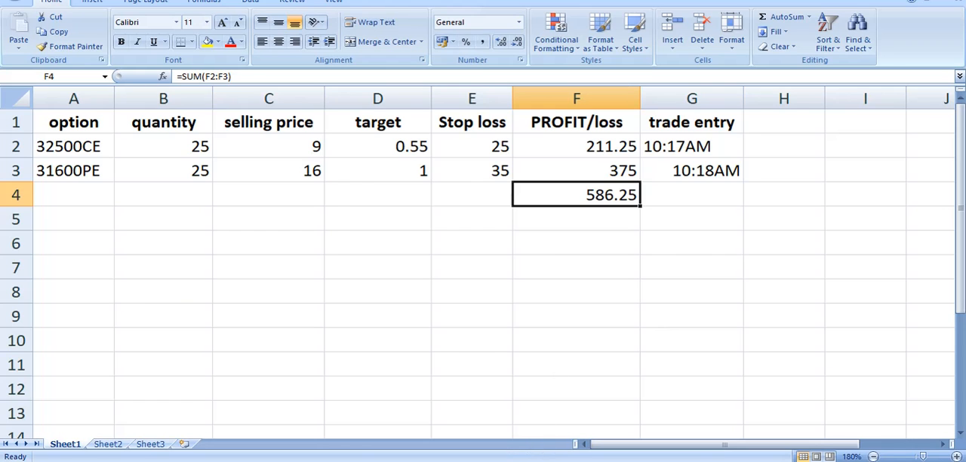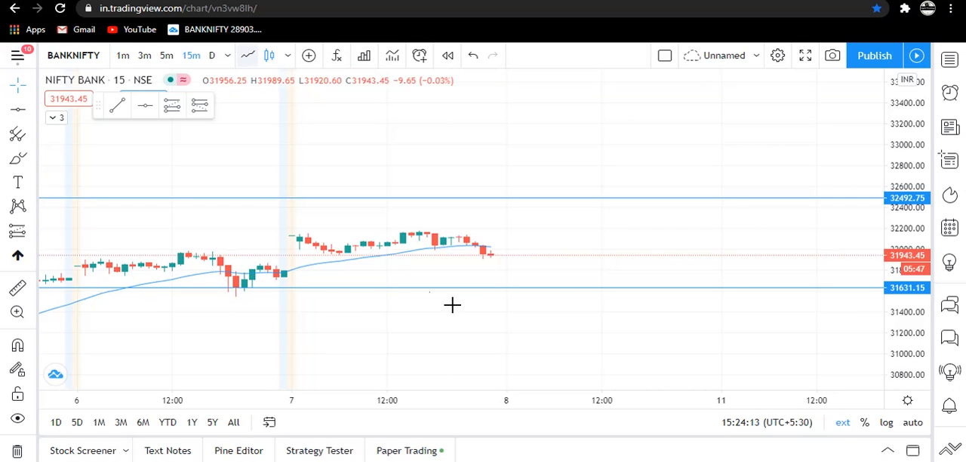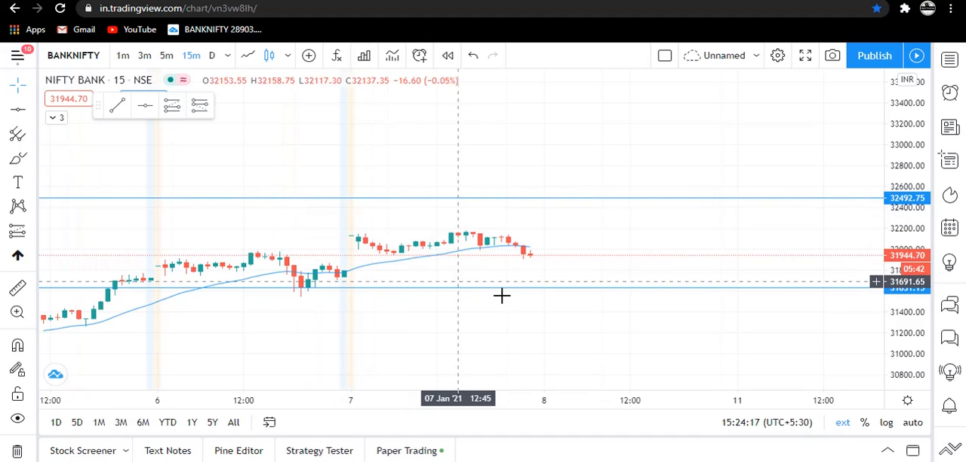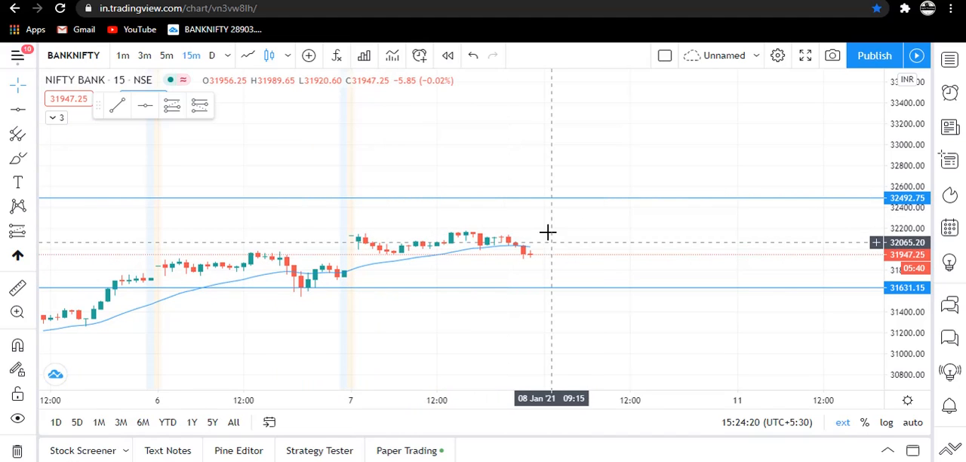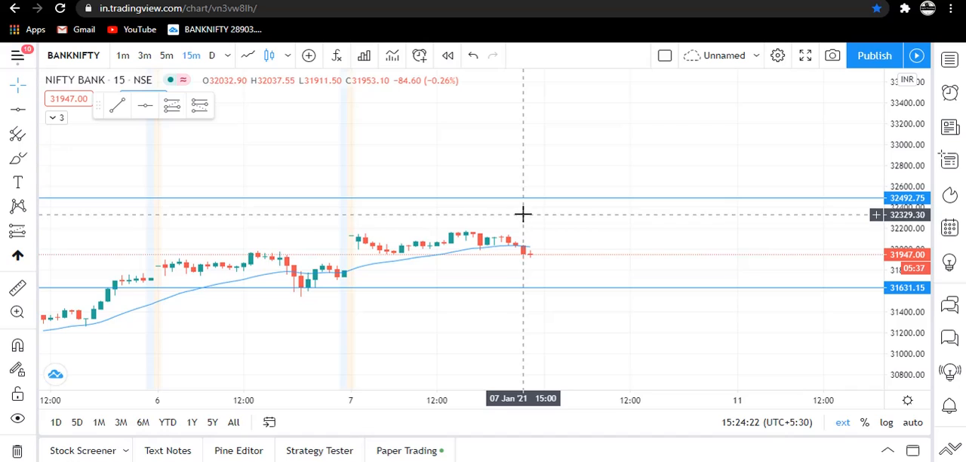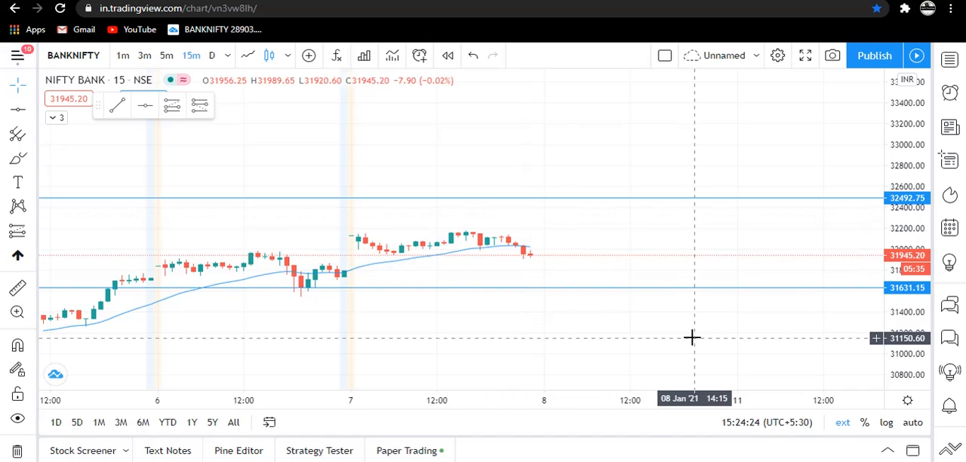Okay traders, I have already explained the logic, and these were the support and resistance which we made, and the market closed between our range, so we have booked the profit. Okay traders, so this was our today's paper trade.